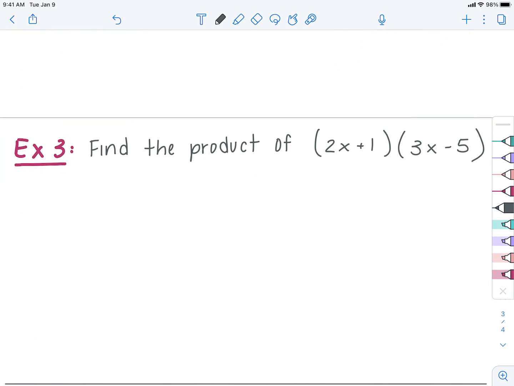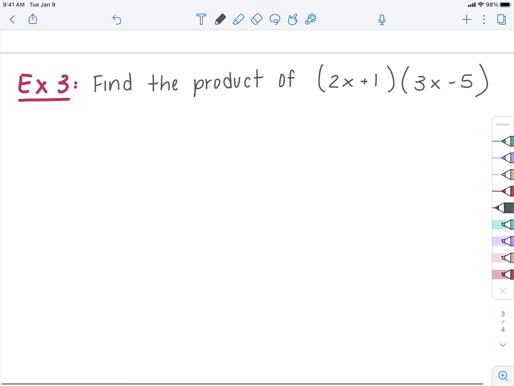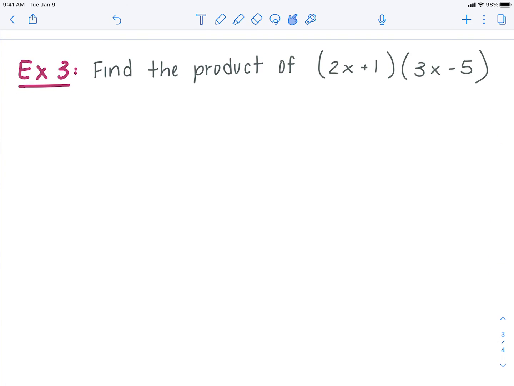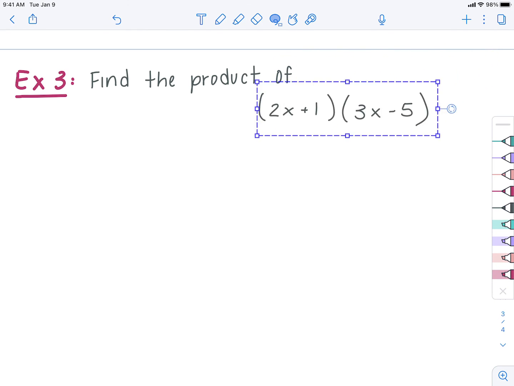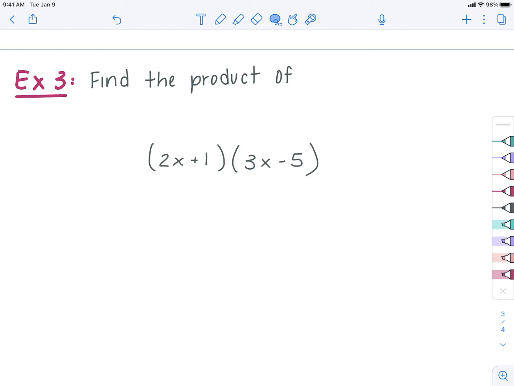I could also ask you to find the product. And if I'm asking you to find the product, I'm just going to move this so that we can show our FOIL arrows a little bit better. So if we want to find the product of 2x plus 1 and 3x minus 5, the first thing we're going to do is multiply our first terms. So when I do 2x times 3x, 2 times 3 gives me 6, x times x gives me x squared. Then I'm going to do the rest of FOIL, F-O-I-L.